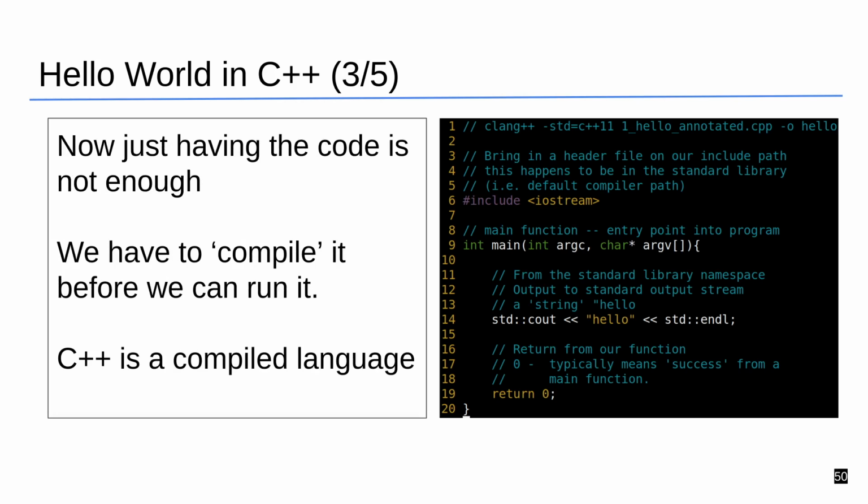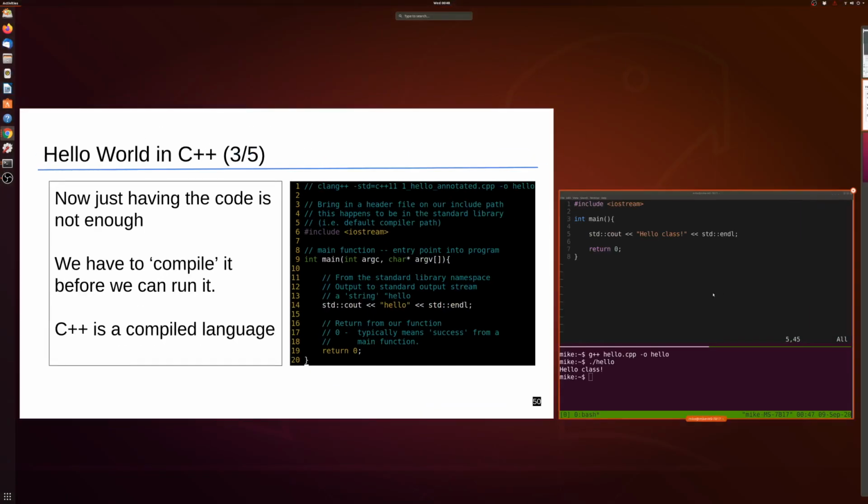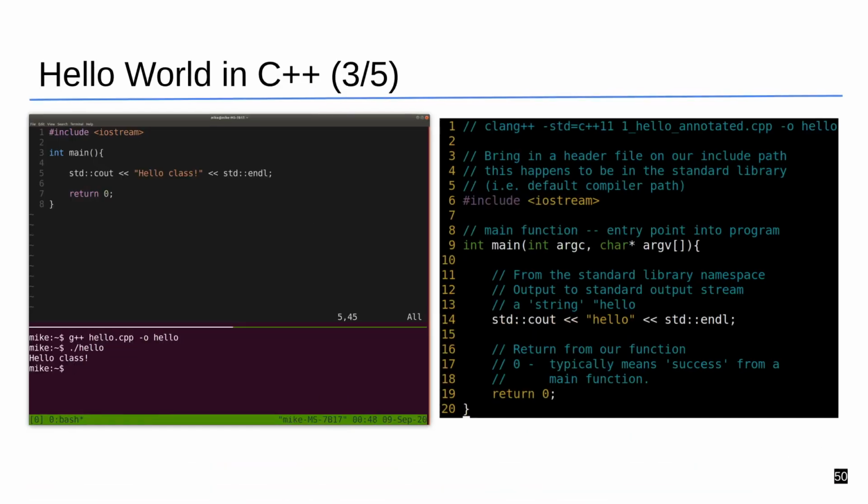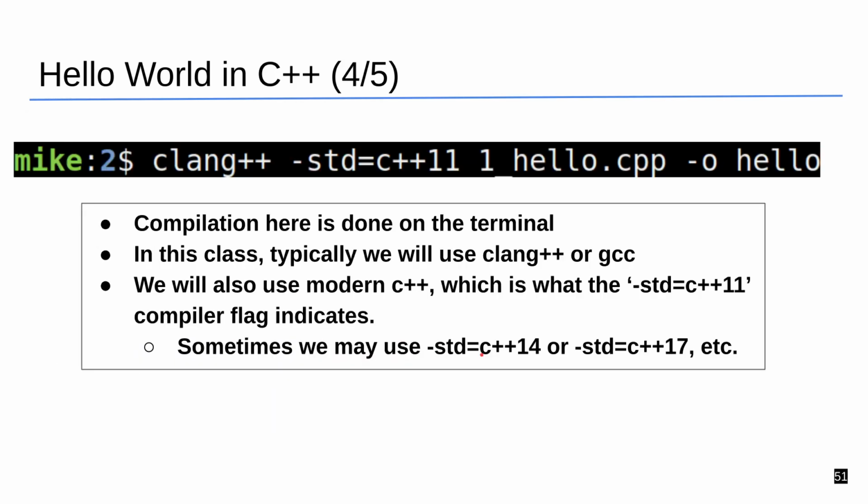So again, C++ is a compiled language, so anytime I make a change, I have to make sure I save the file. So if I just do hello class with a bunch of exclamation marks, if I don't recompile the actual code, it doesn't make any changes. So I had to recompile there and rerun it. So just make sure you're aware of that if you're used to a scripting language like Python.